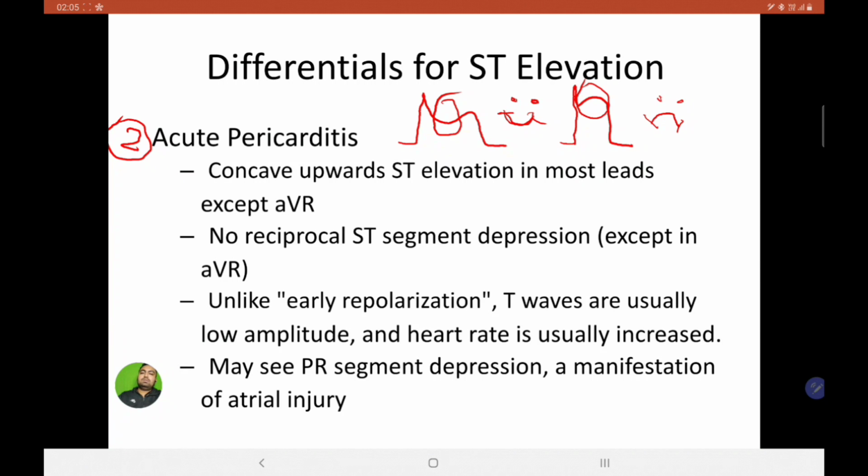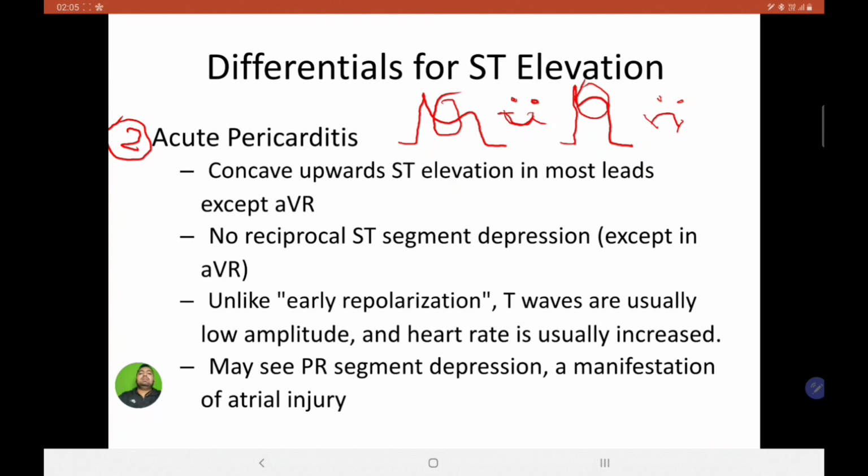Now let us remember this differential, very close differentials of each other, that is acute pericarditis and acute myocardial infarction. What happens in acute myocardial infarction? There is ST segment elevation. And what happens in acute pericarditis? There is ST segment elevation. So what is the basic difference? In acute pericarditis, there is ST segment elevation in all the leads except AVR. Except AVR, there is ST segment elevation in the rest of the 11 leads.